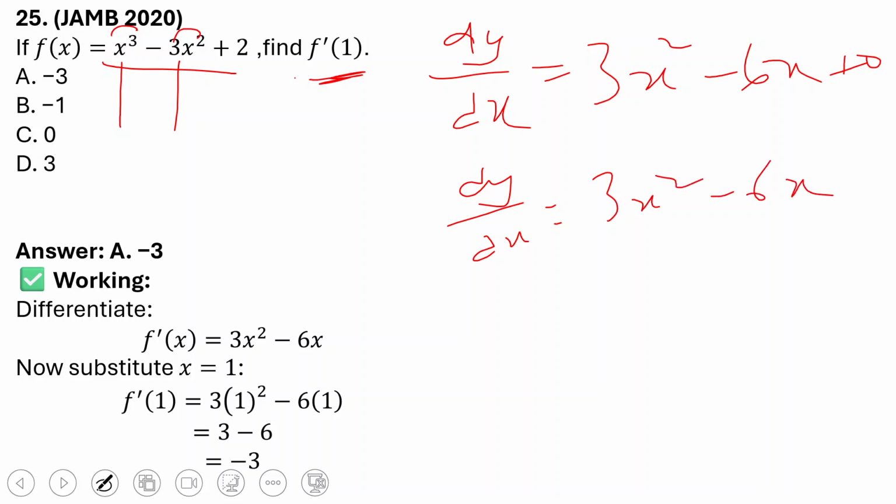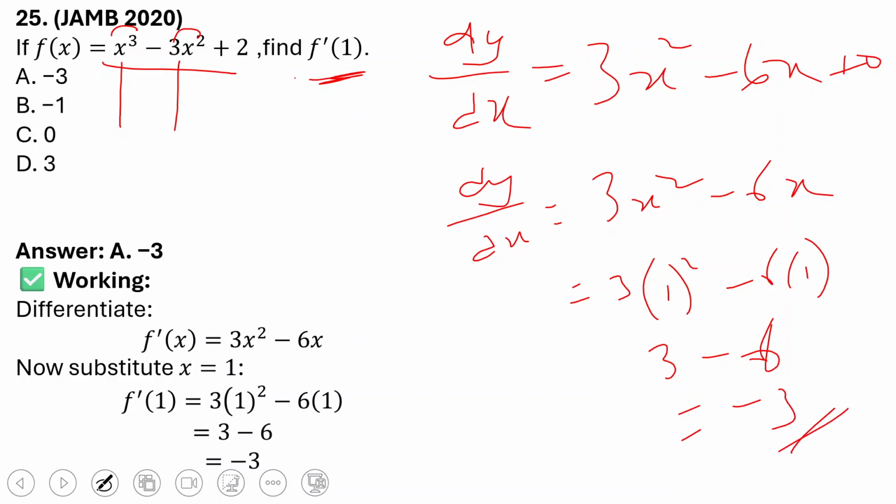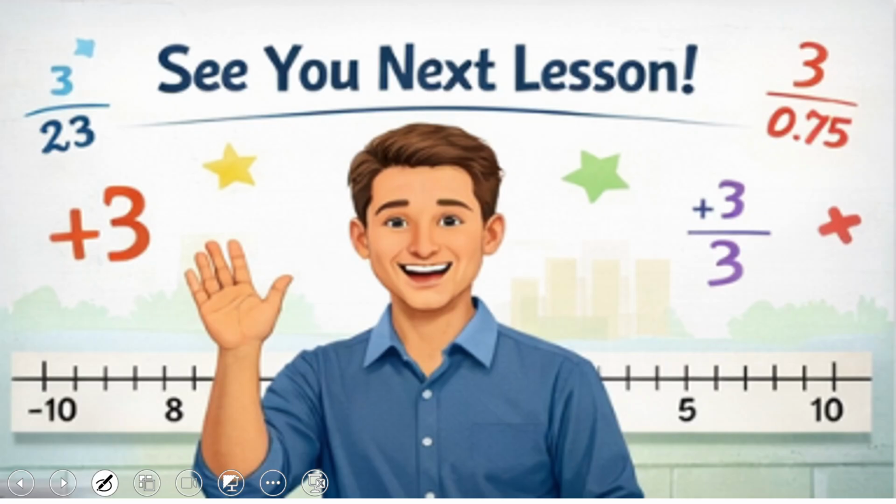So I'm going to put 1 inside of this. So I have 3 times 1 squared minus 6 times 1. 1 squared is 1, times 3 is 3, minus 6 times 1 is 6. So 3 minus 6 will give you minus 3. So this is the answer.